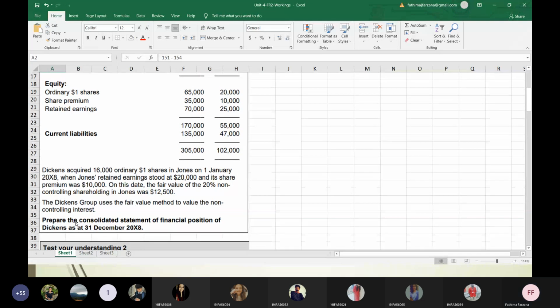So I may use the pen sometimes, sometimes I may use Excel. Only for the group structure I'll be using the pen. Remaining everything I'll use Excel only. So let us see here. What is the information given? Dickens acquired 16,000 ordinary shares.